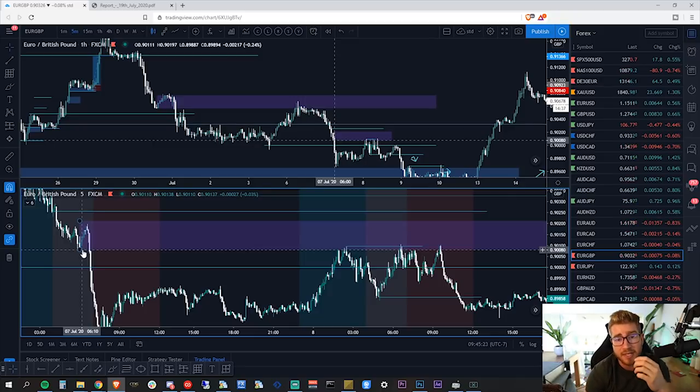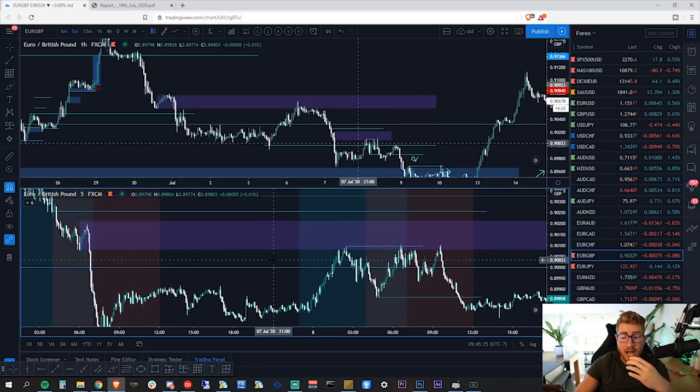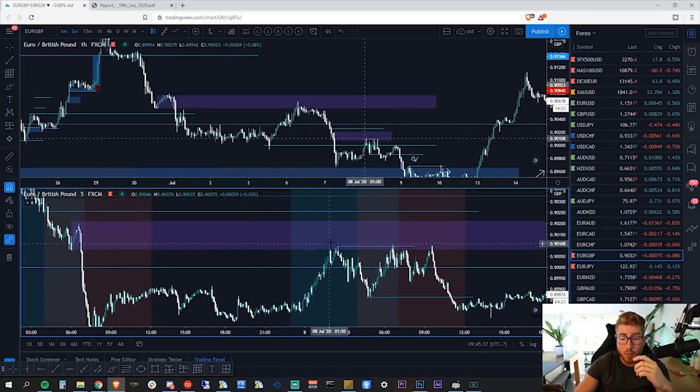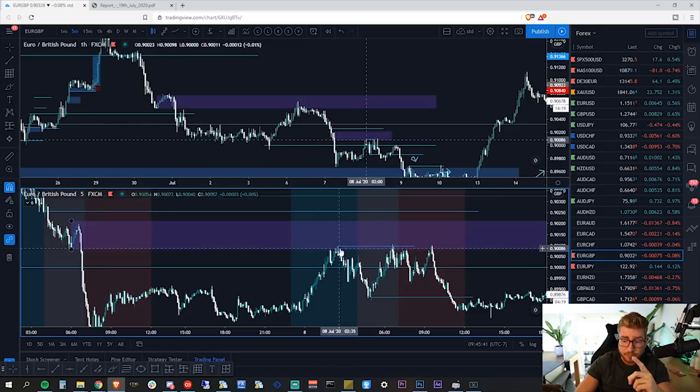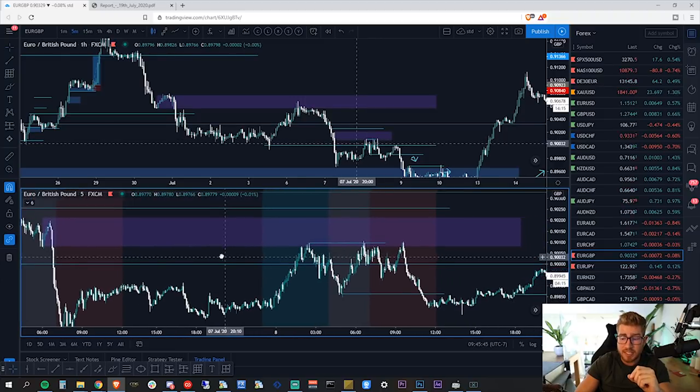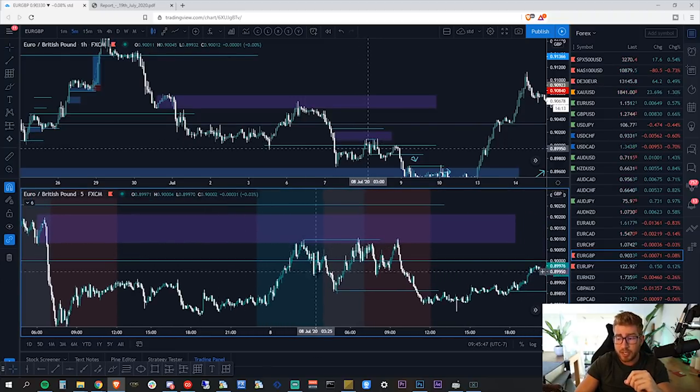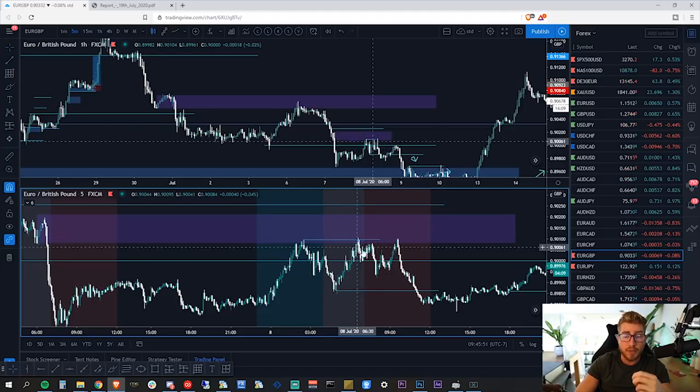This is something that is optional in part of this strategy, where it could be tested before, but if it's untested, it's more powerful. And this is what I mean by becoming very picky: I want untested only, and I want to make sure it really does touch it here. So then we see this testing of the untested level, and then we see the trend actually start to break down. I then look for sweeping of the stops.